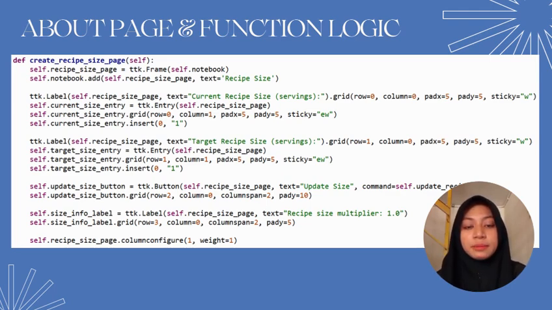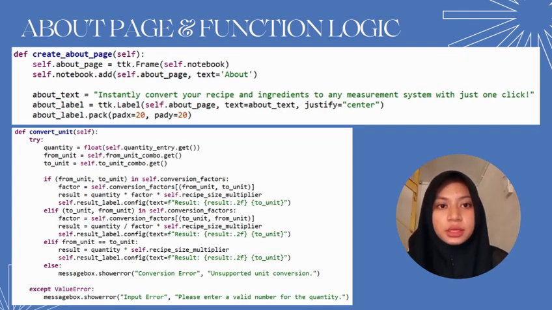Next, the button labeled Update Size triggers the update_recipe_size method when clicked. This method calculates the recipe size multiplier, which adjusts ingredient quantities proportionally. Next, after the calculation, the updated multiplier is displayed to guide users on how ingredient amounts will be scaled. The second one is creating the About page frame.